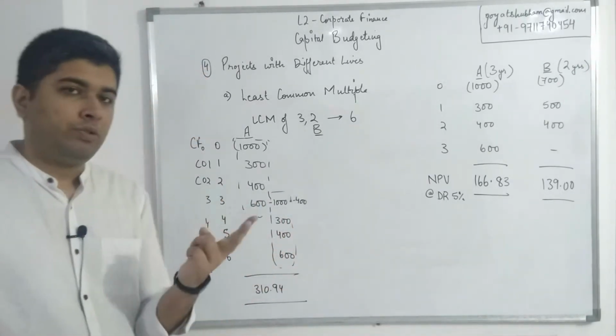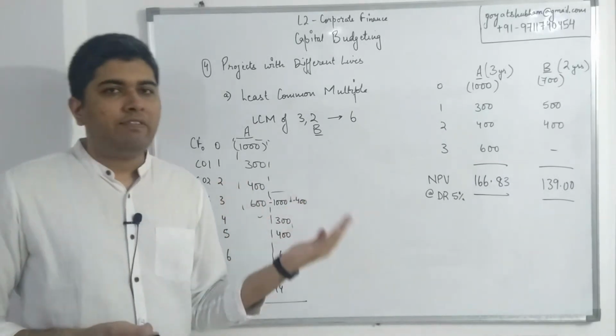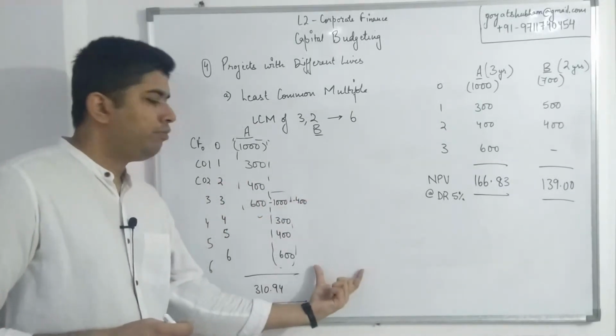Now we'll do the same thing with B. B has a life of 2 years. We have to keep repeating our investment in B till we get to a point of 6-year investment.